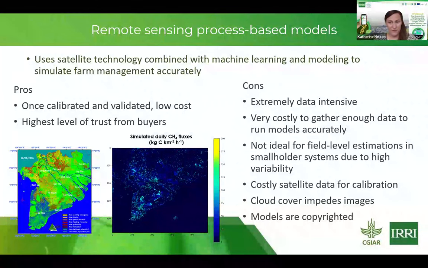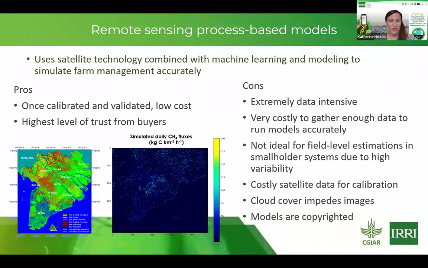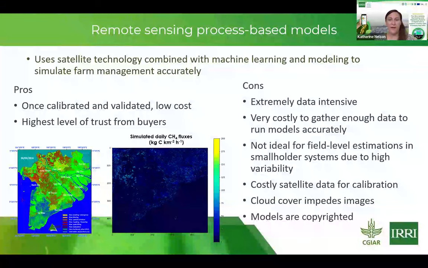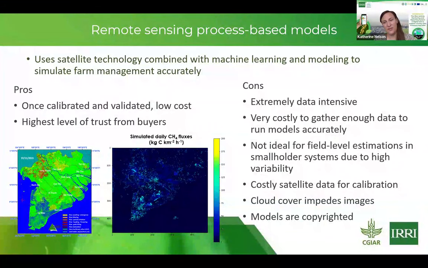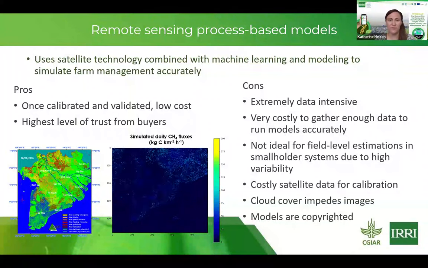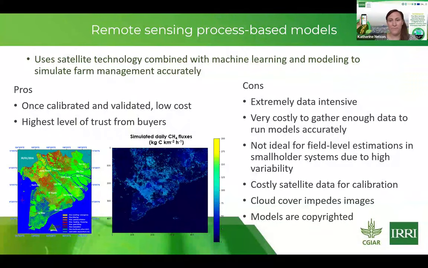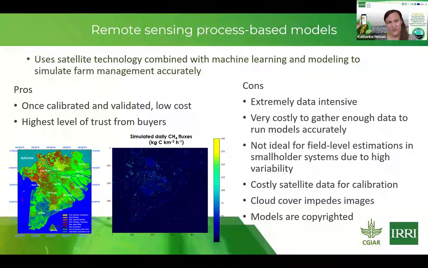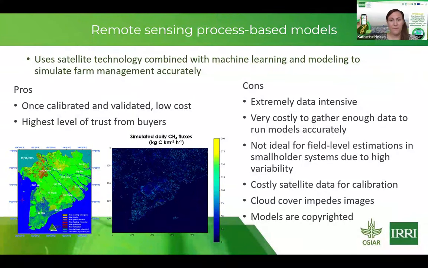It's still not ideal for field level estimations due to that variability. And then it's quite costly and still has issues around the type of spectrometry that's blocked from cloud cover or the canopy. And the models that this is built on are still copyrighted.